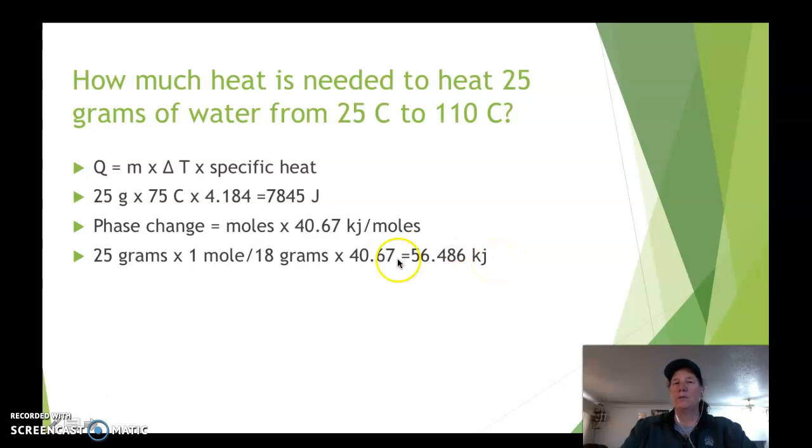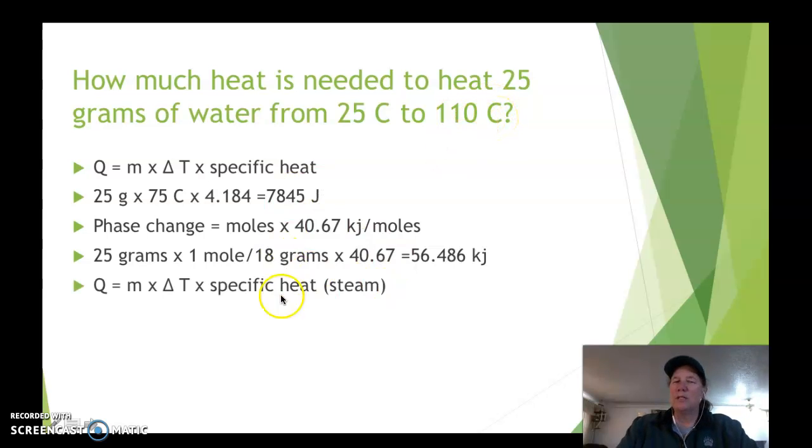Now I have one more thing to worry about because I got it up to 100. Now I have to go from 100 to 110. So again, I go back to here, but now I'm going to use a different specific heat. I'm not going to use water, I'm going to use steam. So again, I go 25 times 10, that's my change in temperature from 100 to 110, times 1.84. That's the specific heat.